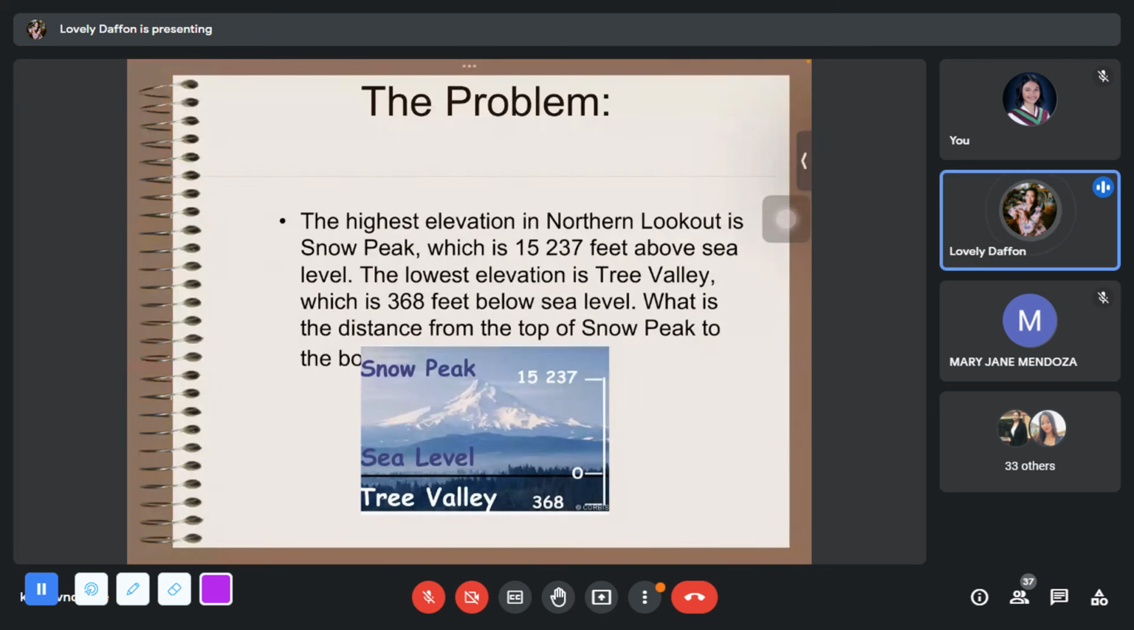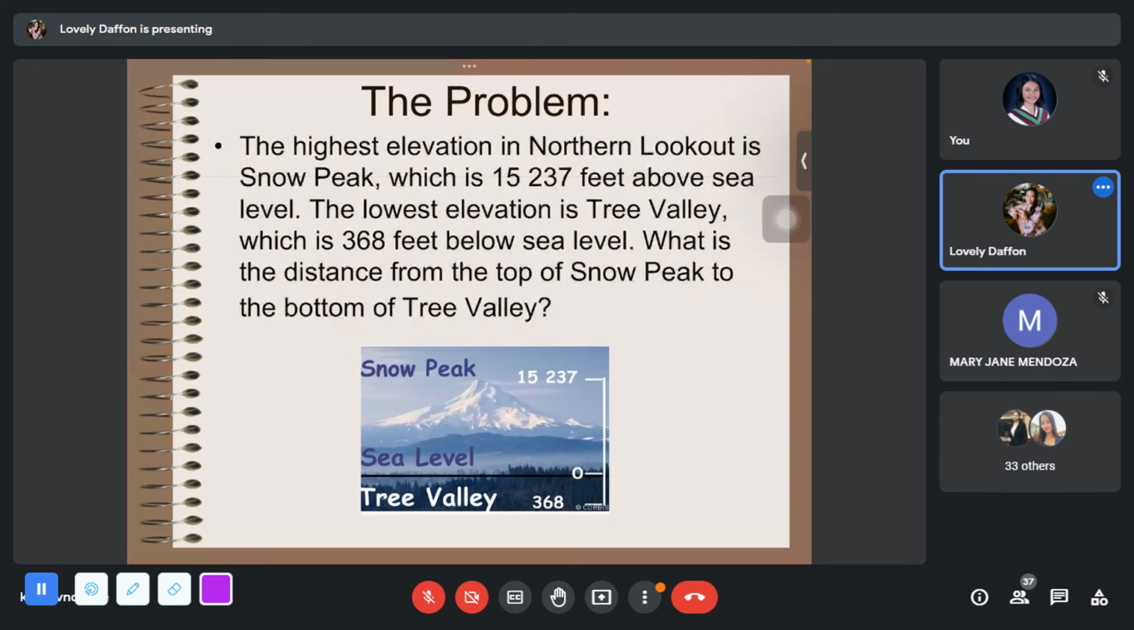Okay, so we have here a problem. The highest elevation, o kani, this is a very, very common problem. The highest elevation in northern lookout is Snow Peak, which is 15,237 feet above sea level. The lowest elevation is Tree Valley, which is 368 feet below sea level. What is the distance from the top of Snow Peak to the bottom of Tree Valley?